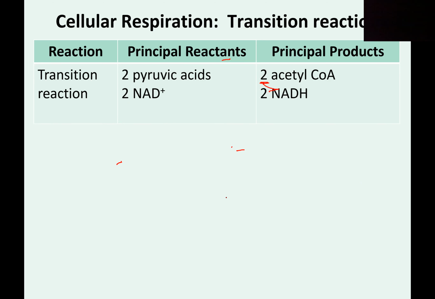So this is the total numbers, but the reaction actually happens twice. So each pyruvic acid is going to be converted into acetyl-CoA.